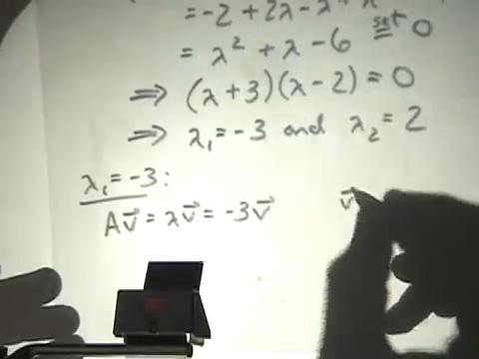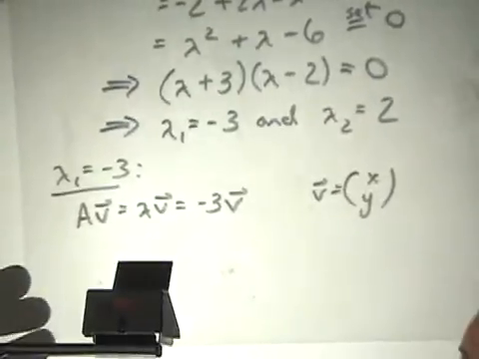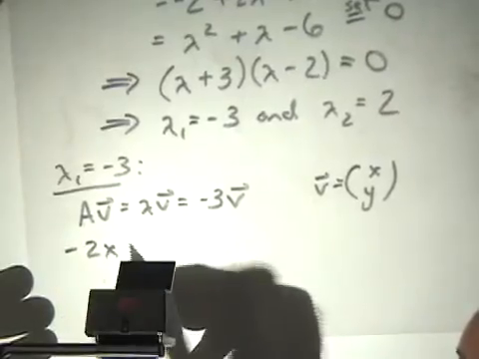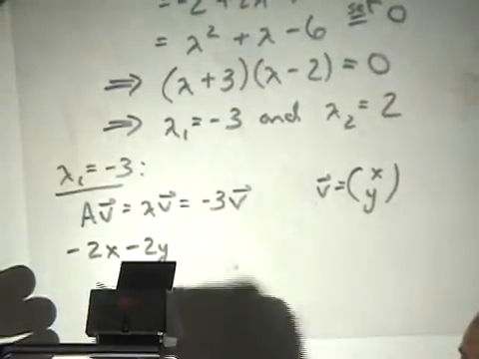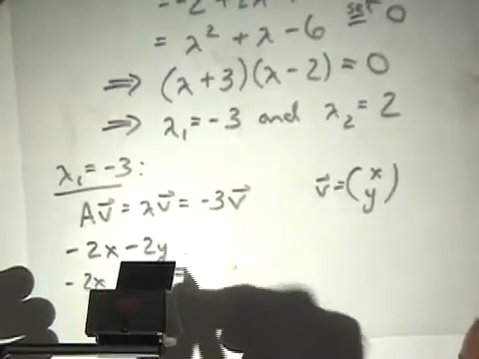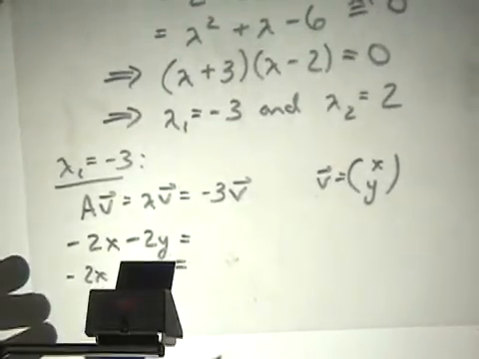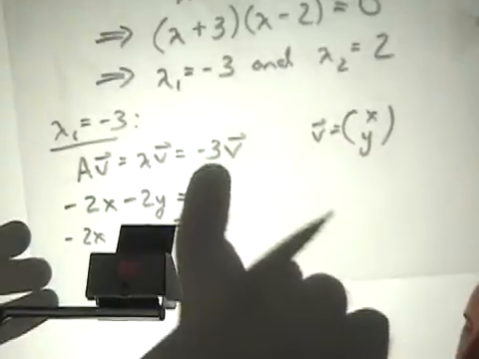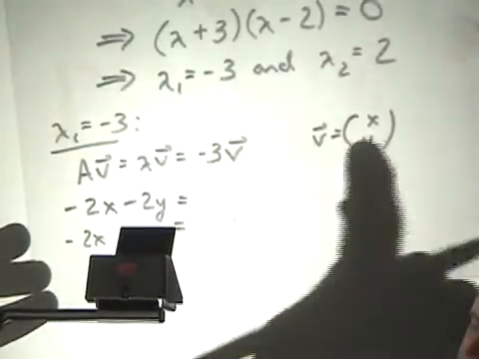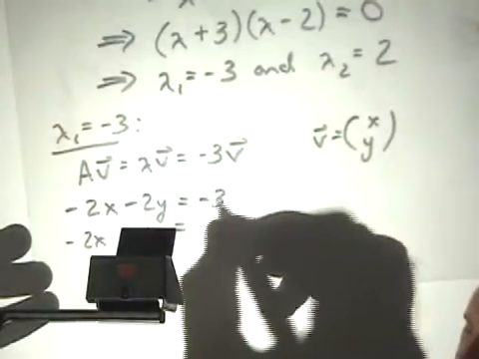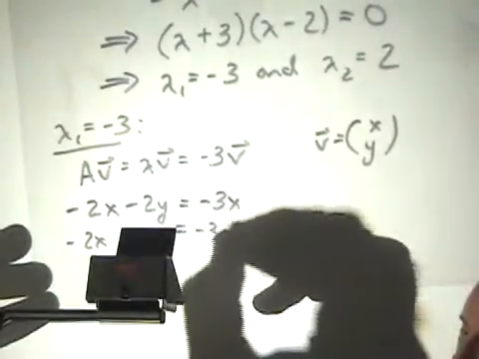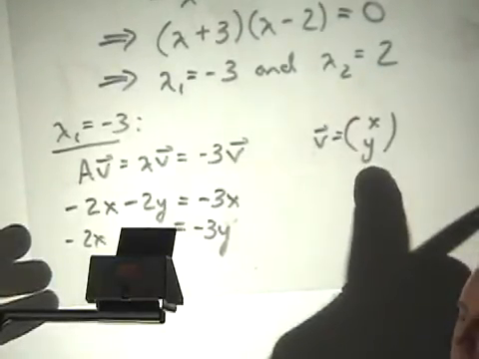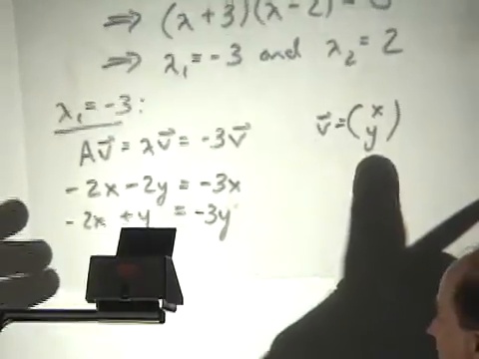Thinking of the unknown vector v as having components x and y, and thinking about the corresponding scalar equations, we get negative 2x minus 2y and negative 2x plus y for the left-hand sides of the equations, because those were the right-hand sides of the original differential equation. On the right-hand side of these algebraic equations, I need negative 3 times v. Separating into components, I have negative 3x for the first one, and negative 3y for the second one. I'm just multiplying this arbitrary vector by negative 3. Solve this system of equations.